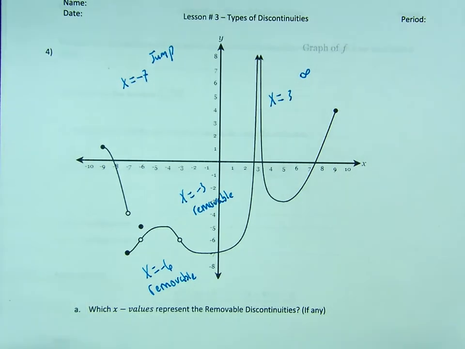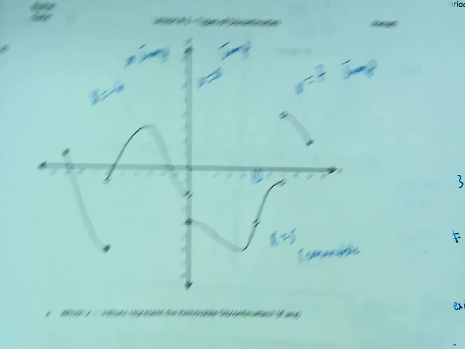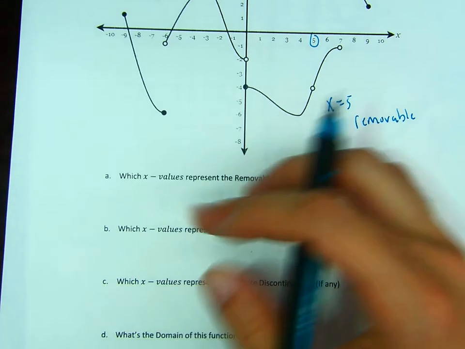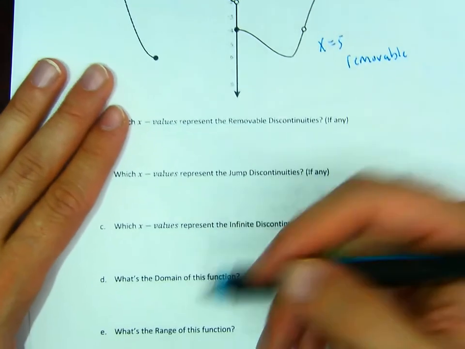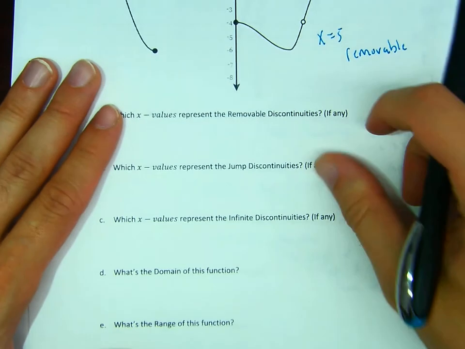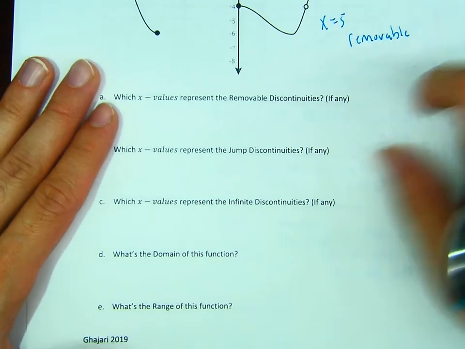Okay? All right, so that was the first part of the video. Notice that we did A, B, and C, right? So we talked about the removable, jump, and infinite discontinuities. For the next video, we'll talk about the domain and range. And this won't be too bad, you just need a little bit of practice.